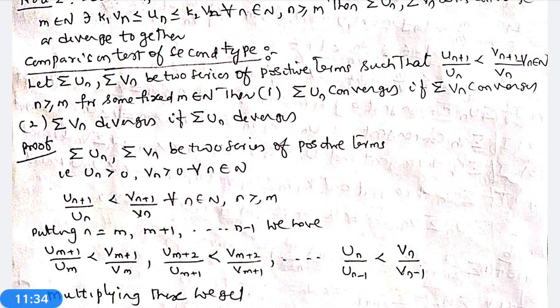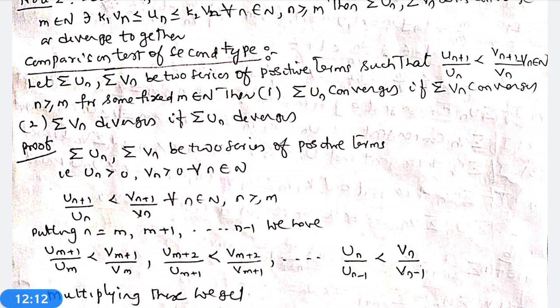Now we go to the proof. Σun, Σvn are two series of positive terms, that is un > 0, vn > 0 for all n belonging to N. This is the positive terms series. Next, u(n+1)/un < v(n+1)/vn for all n ≥ m.